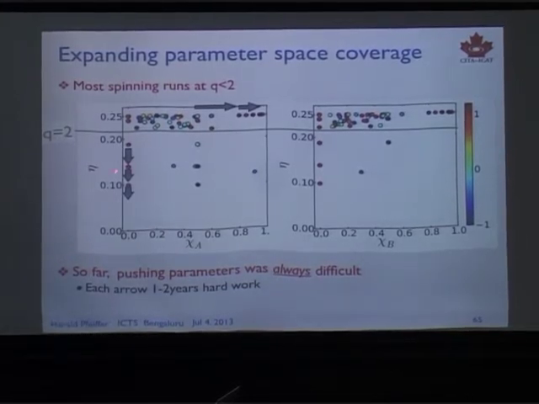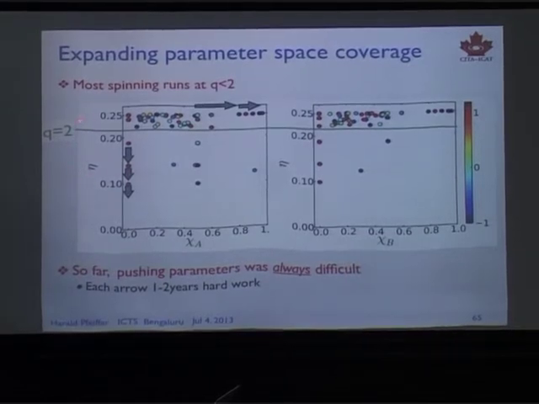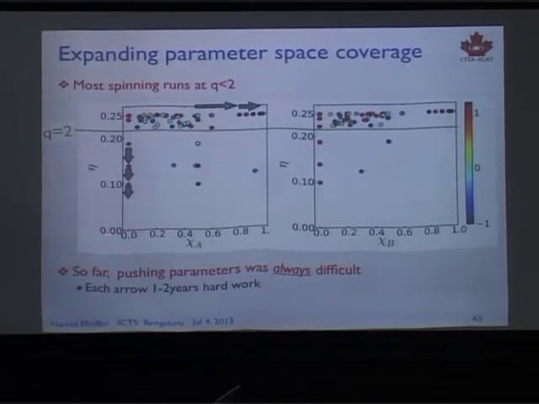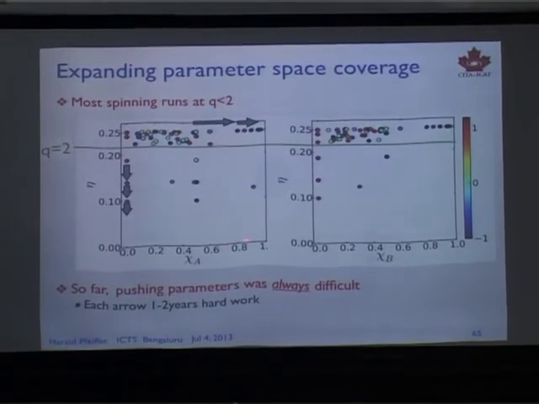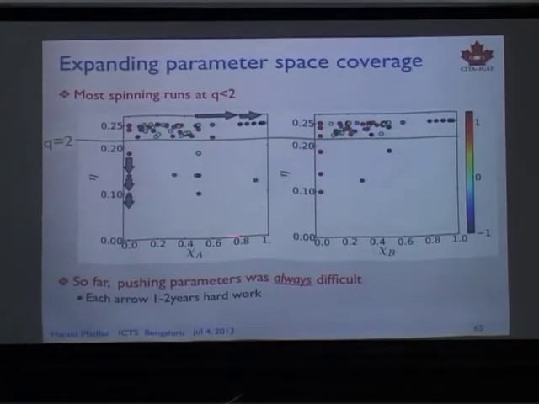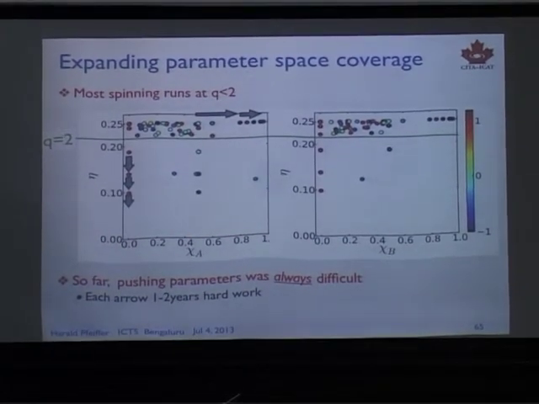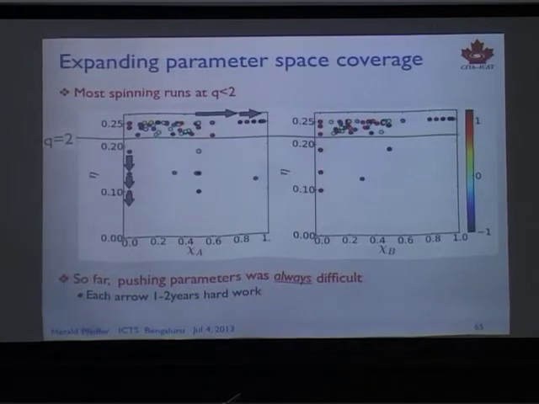The left panel here shows the mass ratio. 0.25 is equal masses. 0 is infinite mass ratio, the test mass limit. Here is the spin magnitude on the big black hole, and color-coded is the component of the spin along the orbital angular momentum. As you can already see, almost all simulations are between mass ratio 1 and 2, and almost all simulations have spins of 0.5 or less.